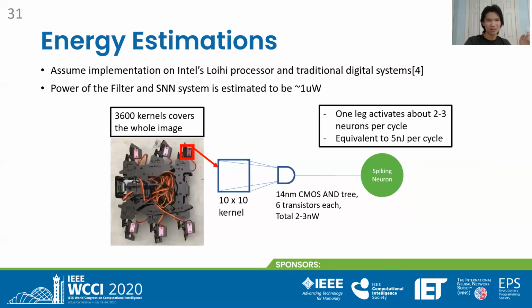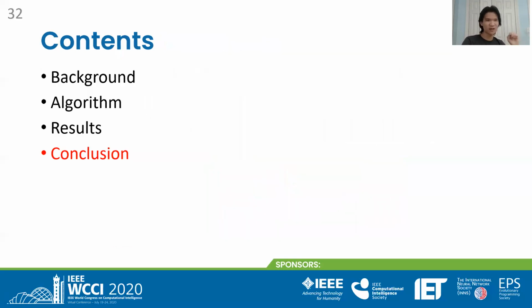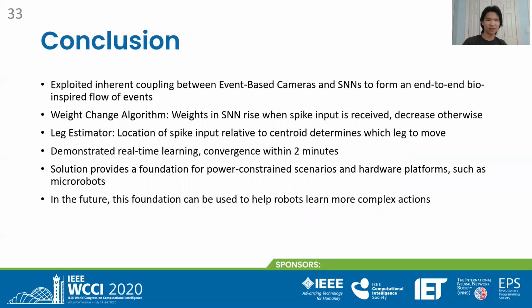In terms of energy estimations, we calculated about 1 microwatt for the whole system, because the filter takes about 2 to 3 nanowatts based on typical digital systems, and the spiking neural network, if we base it on Loihi processor specs, takes about 5 nanojoules per cycle. This means that this technology has a lot of potential to be in very power-constrained scenarios like micro-robots, with the simple algorithm of boosting weights and decreasing weights.